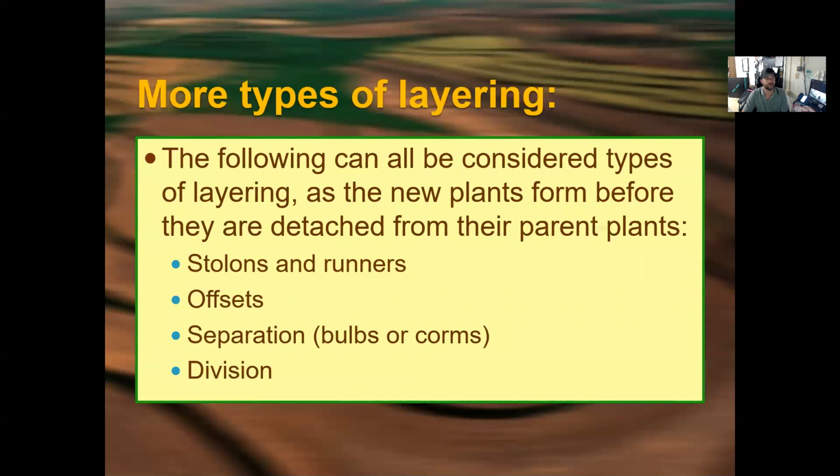Now, some more types of layering. The following can be considered types of layering, as the new plants form before they are detached from their parent plants: stolons and runners, offsets, separation, and division. Looking back at separation, you have bulbs or corms.